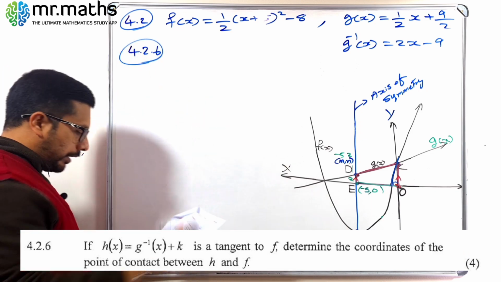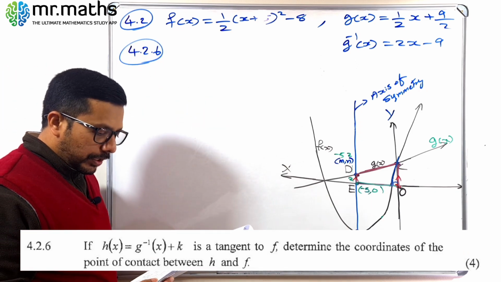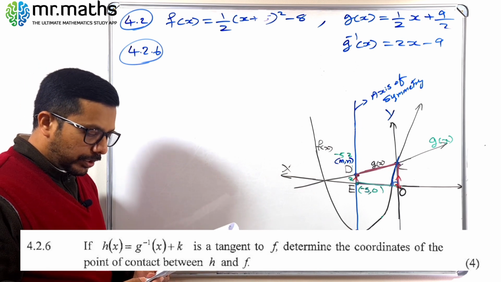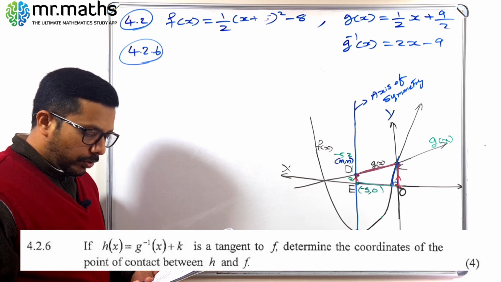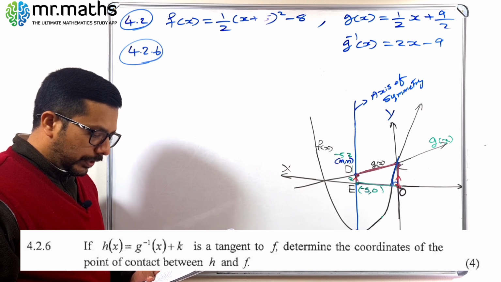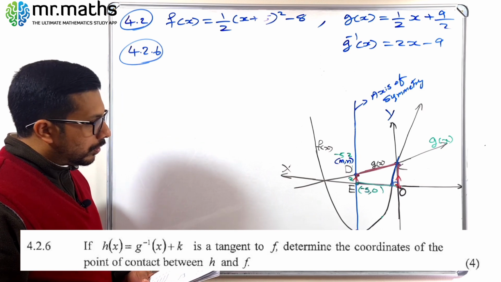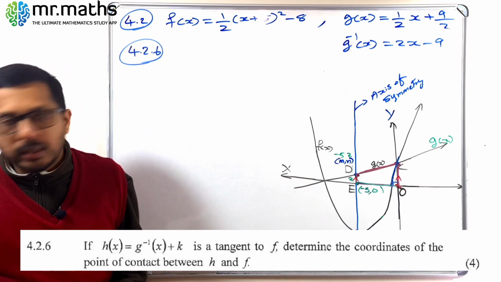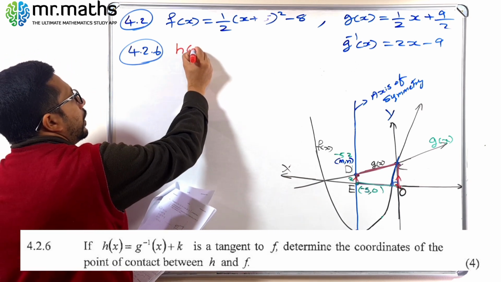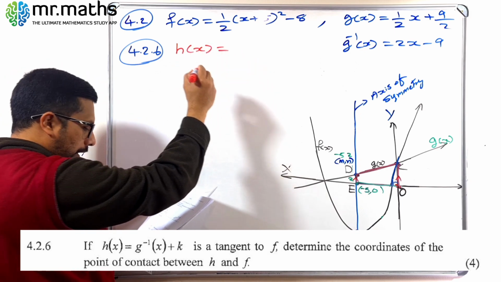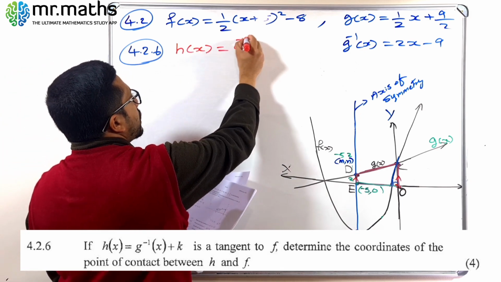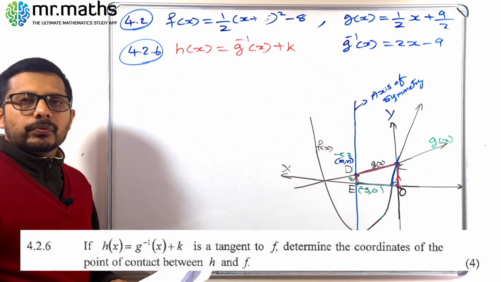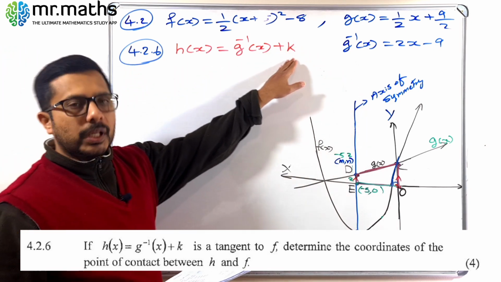4.2.6. What is that question? If h of x is equal to g inverse of x plus k is a tangent to f, determine the coordinates of the point of contact between h and f. So there is a function h of x given, and what is that h of x? h of x is equal to g inverse of x plus k.